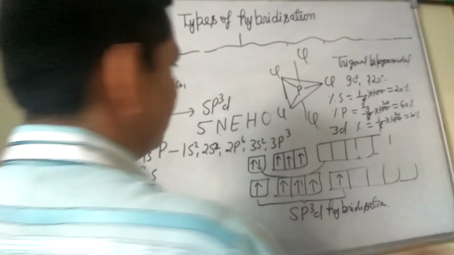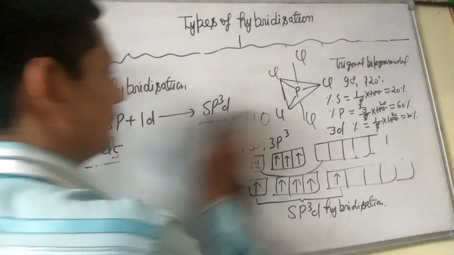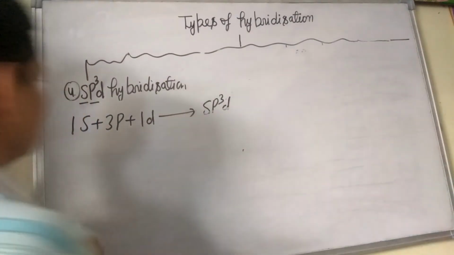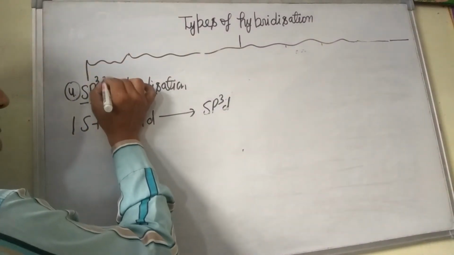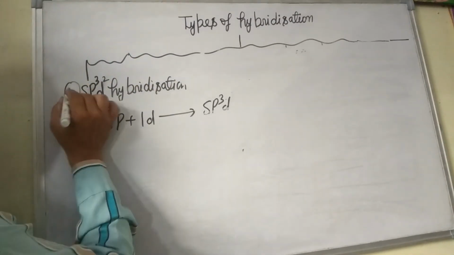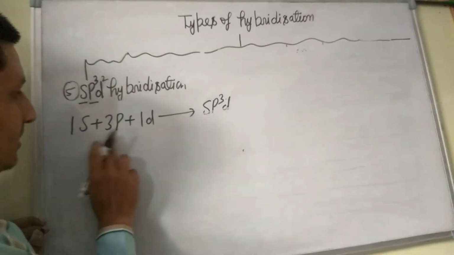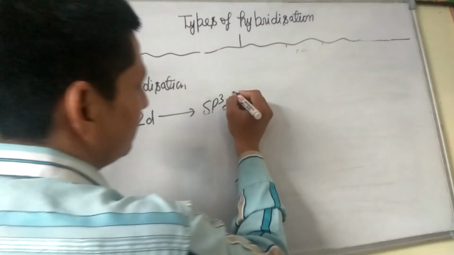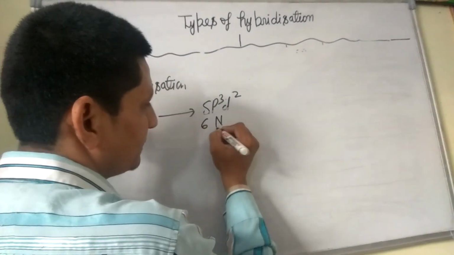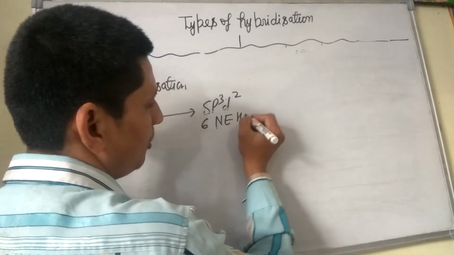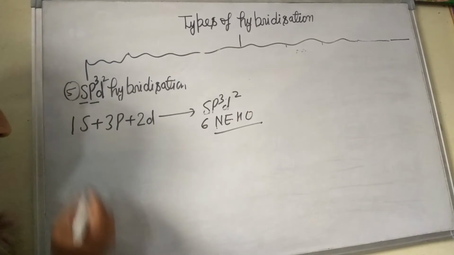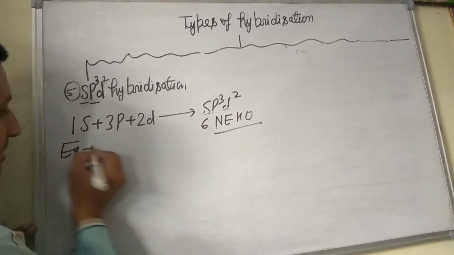Okay students, after this next is sp3d2 hybridization, number 5. When 1 s orbital, 3 p orbitals and 2 d orbitals mix together to form 6 new equivalent hybrid orbitals. This is called sp3d2 hybridization. Example is SF6.